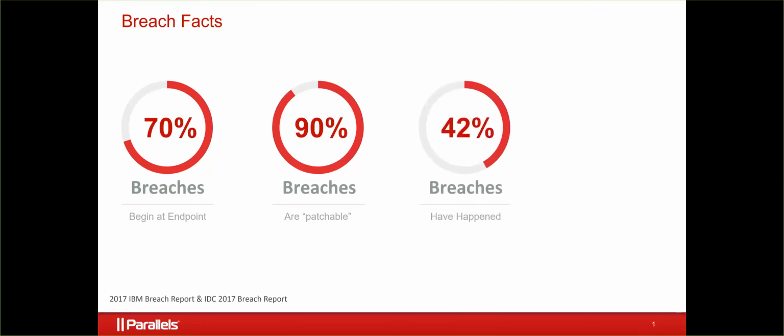Now, when IDC or IBM did a study and talked to IT administrators and sysadmins, 42% of them said breaches have already occurred on their network. That was some brutal honesty, where they understood that there were times that their network had been exploited, and they could track that.